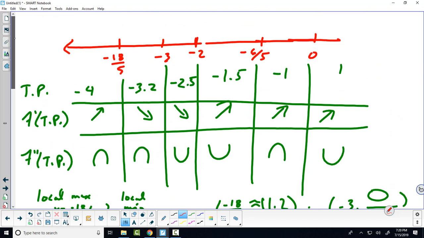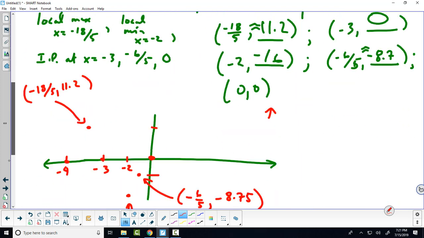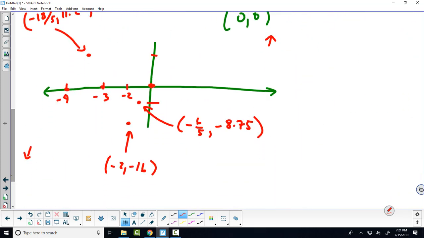From minus infinity until I get to negative 18 fifths, what am I doing? The function is increasing in a concave down manner. Show me concave down. Where on that would you be increasing? So your graph should look like that. Until we get to this point right here, we're going to be increasing in a concave down manner.